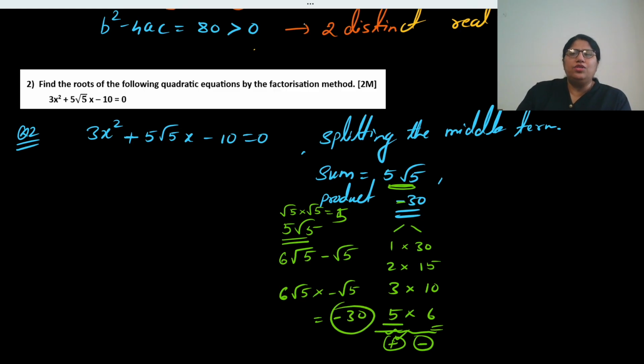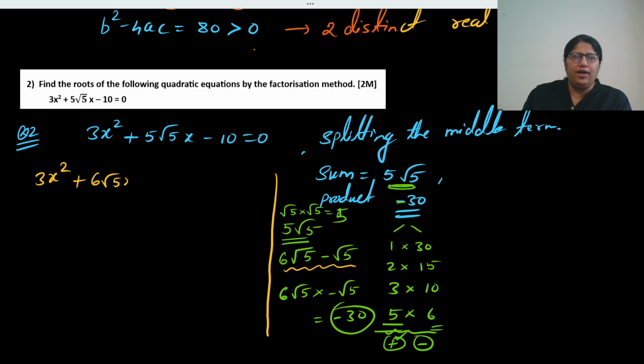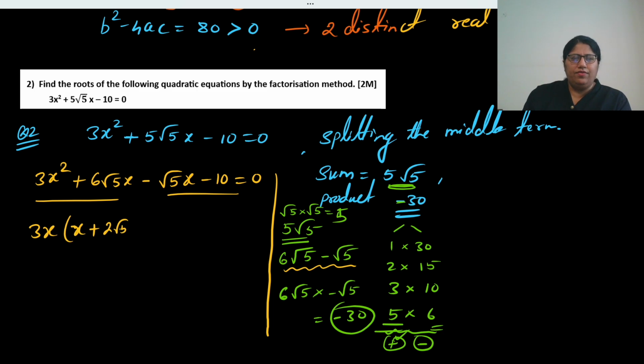Now these kinds of questions where your middle term is an irrational number, you need a little bit of practice. So let us do it here. This part we are not going to use here. So how to do the splitting of the middle term? I can take here 6 root 5x minus root 5x, which is 5 root 5x, minus 10 is equal to 0. Now after that, you have to do grouping. Now what is the common factor between both the terms? First two terms 3x, and here it will be x plus 2 root 5, right?